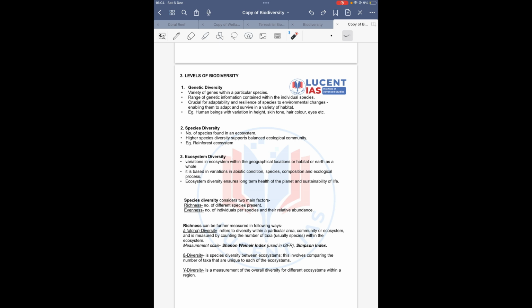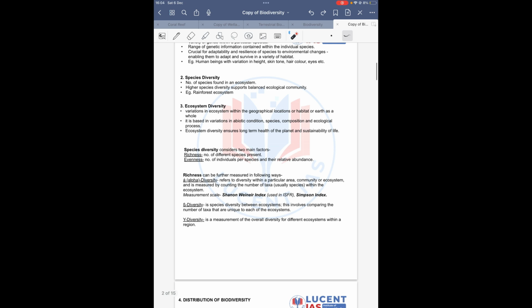Under species diversity, we see 2 main factors. One is richness and evenness. What is richness? Richness is the number of different species present. Different kinds of species like cat, dog, cow. And evenness is the number of individuals per species. Means how many cats are present, how many dogs are present, etc. So richness can be further measured in the following ways.